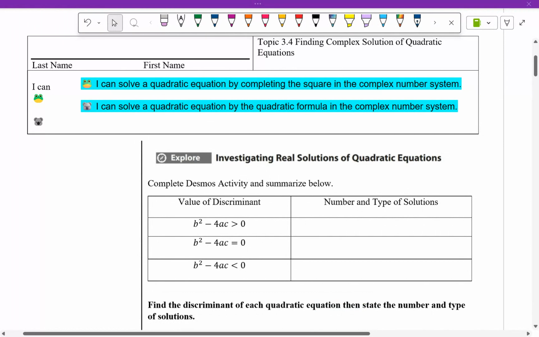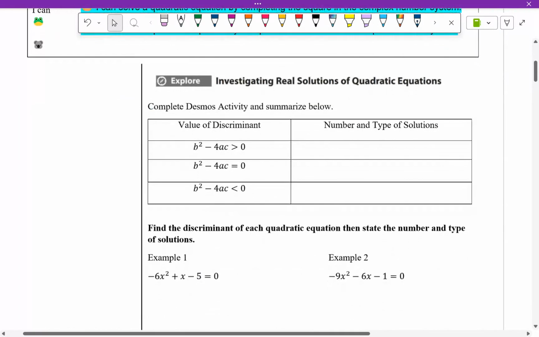You probably did this in Algebra 1 somewhere, but it's been a long time, okay? And I'm going to show you how to make it shorter, right? Because Mrs. Ballard likes her shortcuts, right? But before that, we're going to talk about the number and type of solutions that we are going to have. I'm not going to do the Desmos activity. I'm just going to tell you the information, okay? Sorry, we're not exploring today.